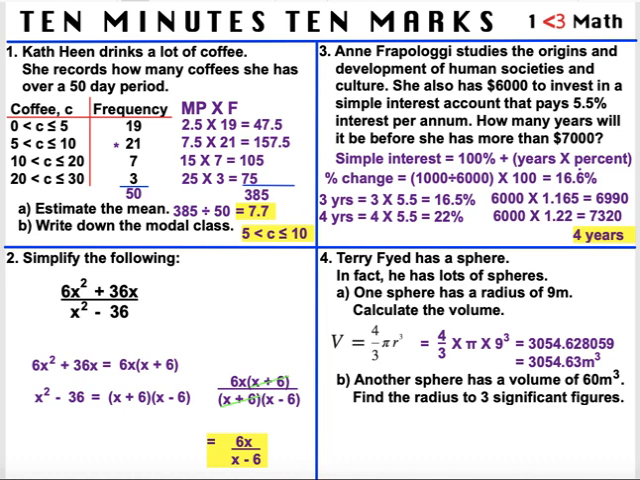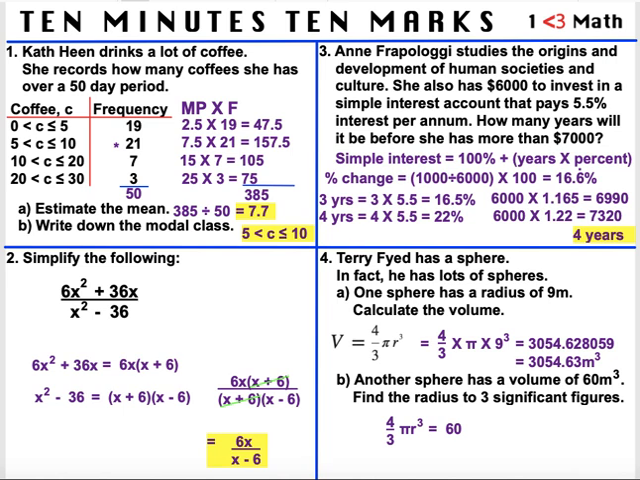Part B, another sphere has a volume of 60 meters cubed. Find the radius to 3 significant figures. So we need to set up using our formula. It's going to be 4 over 3 times pi times r cubed equals 60. You could write it like this: 4 over 3 pi r cubed equals 60.